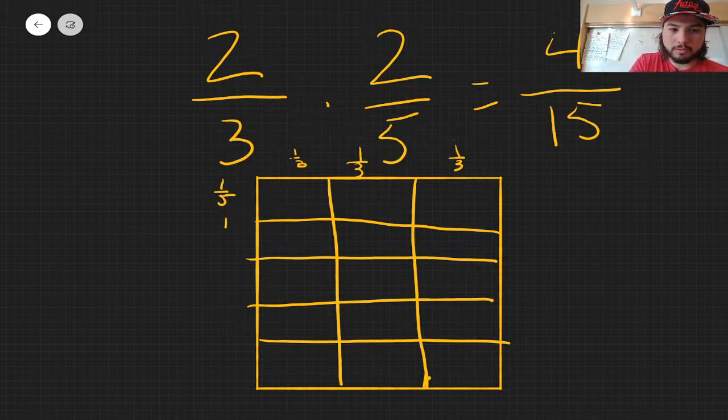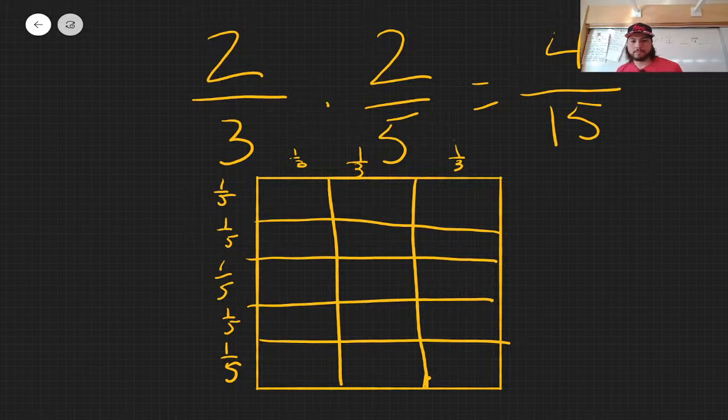1/5, 1/5, 1/5. And how many boxes are there total? I know they're not mathematically even because I was freehand drawing it. 1, 2, 3, 4, 5, 6, 7, 8, 9, 10, 11, 12, 13, 14, 15. So, because there are 15 equal boxes, we know that each box is worth 1/15 of the whole.